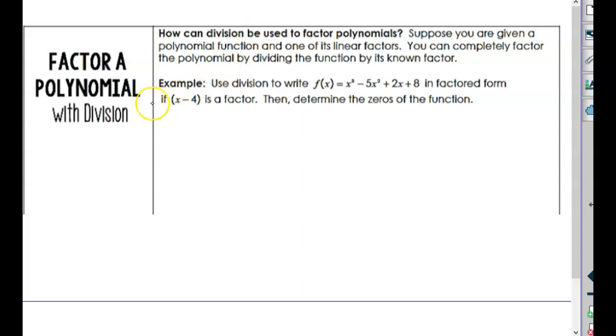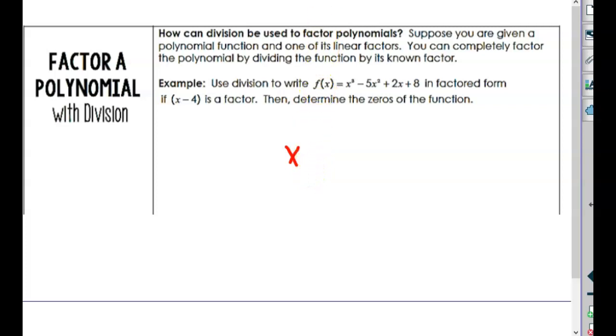So this is factoring a polynomial. It says, how can division be used to factor polynomials? Suppose you are given a polynomial function and you're given one of its linear factors. You can completely factor by dividing and then using that, what we call depressed polynomial at the end, or that quotient, to further factor and find the rest of the zeros. So this one says, use division to write, and we're going to do, well, do you want to do long division, or do you want to go straight to synthetic?